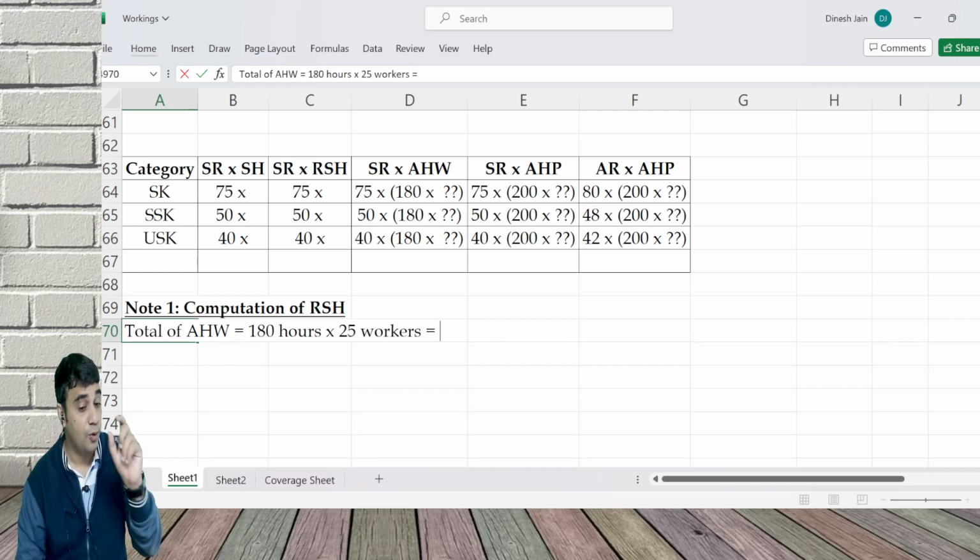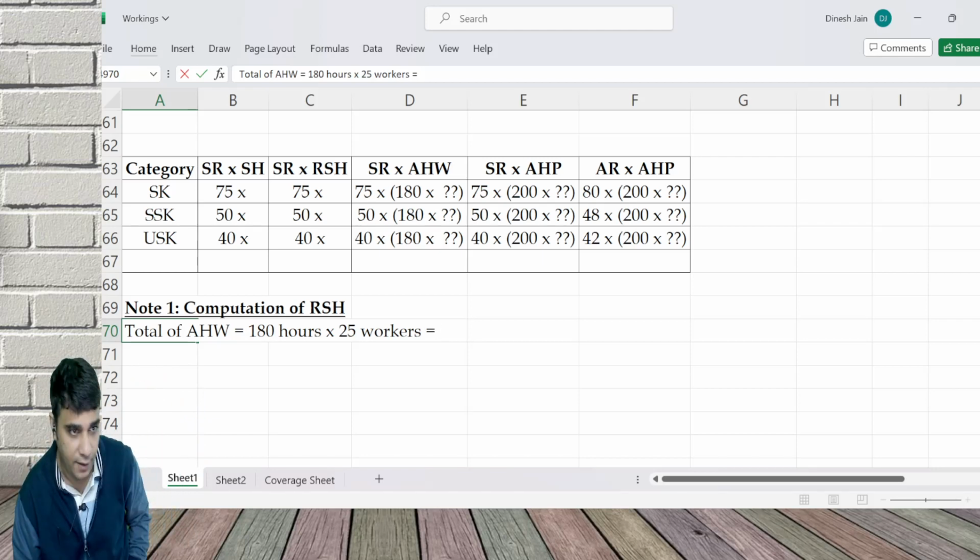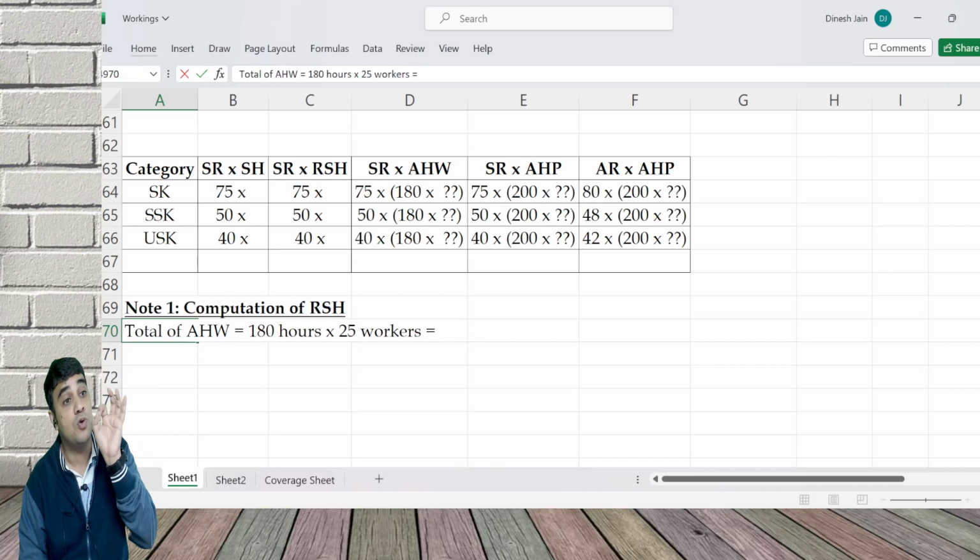Listen. I don't know the breakup, how many skilled, how many semi-skilled, how many unskilled, but the total of the three is 25. So what we are going to do is 180 into whatever number it turns out to be, all the three put together will be 25. So 180 into 25 is total of AHW. Total of AHP also I can tell you 200 into 25, but I need the breakup. So what to do for breakup, we'll see.